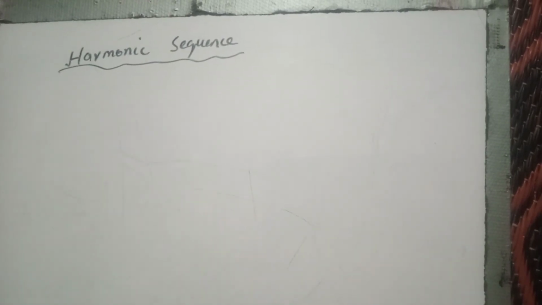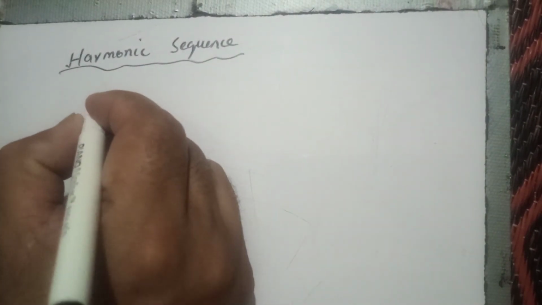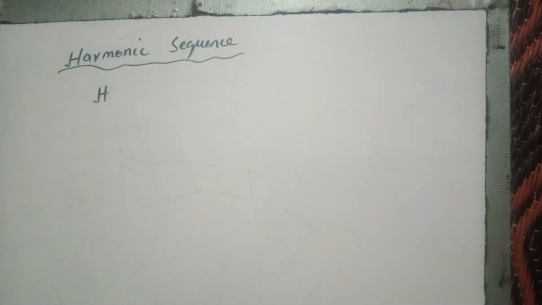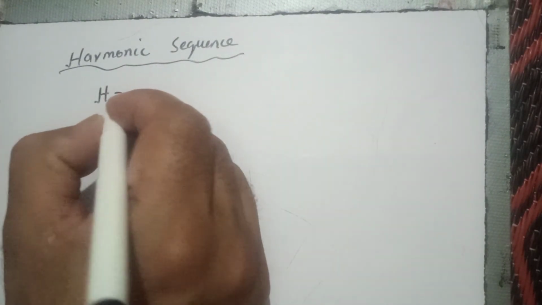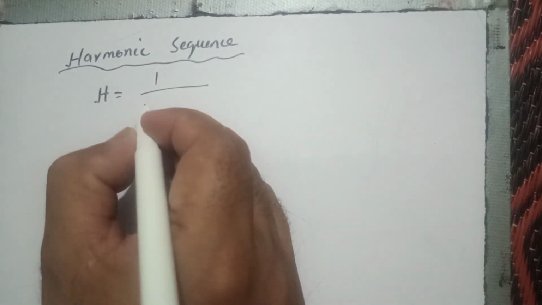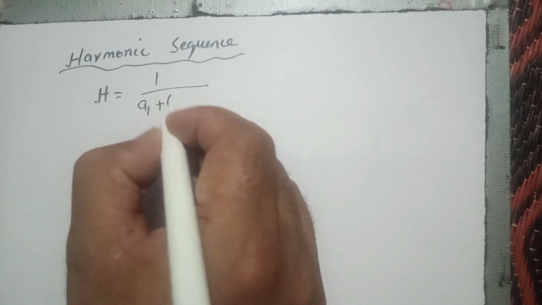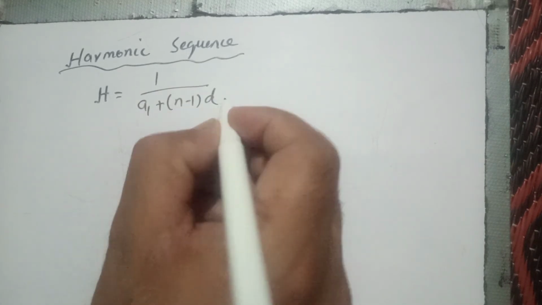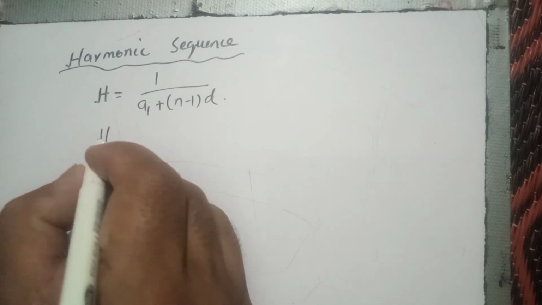Next we have the harmonic sequence. A harmonic sequence is basically the reciprocal of an arithmetic sequence, and its nth term is h is equal to 1 divided by (a1 plus (n minus 1) into d).